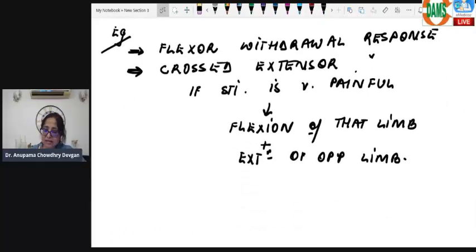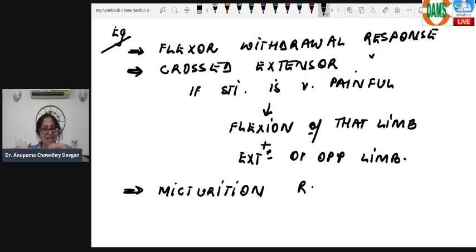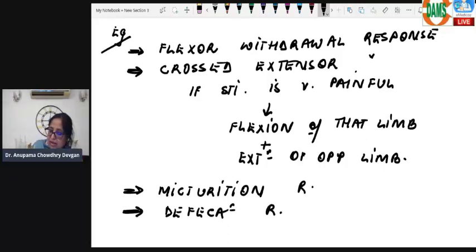Micturition reflex is a polysynaptic and spinal reflex. Whenever the bladder distends, there is a reflex contraction of the detrusor. The sensory fibers from the bladder go towards the spinal cord. From the spinal cord, motor fibers to the detrusor muscle. Yes, so that is micturition reflex. Then even the defecation reflex. This is also a polysynaptic and a spinal reflex.